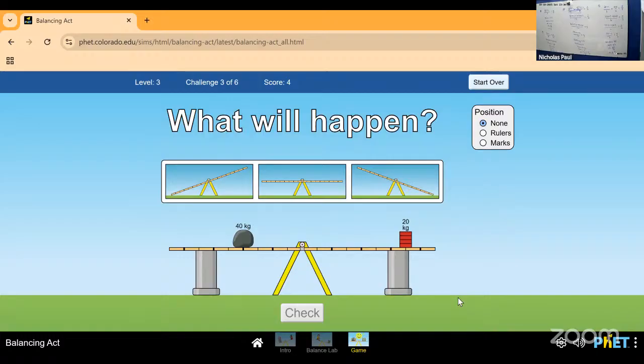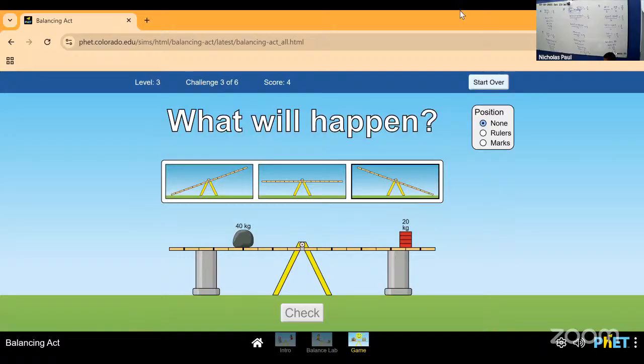Now, one is 40 and one is 20. Pay attention to where 20 is, in the middle here. What do you think? Which one? Would it fall clockwise, anti-clockwise, or stay right there? I hear clockwise, I hear anti-clockwise. What do you think? Anti-clockwise?